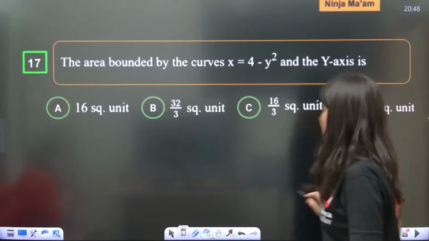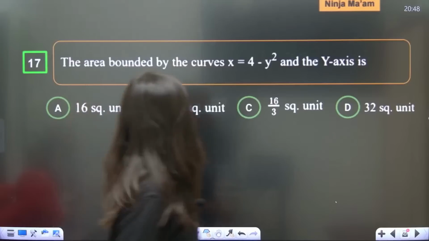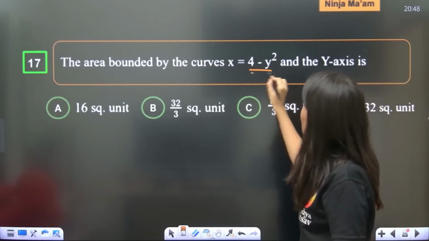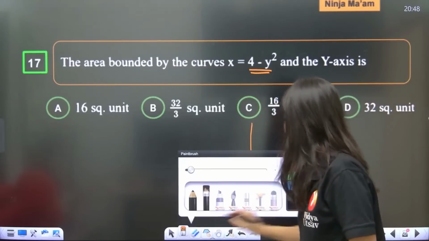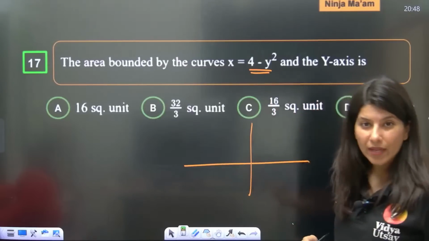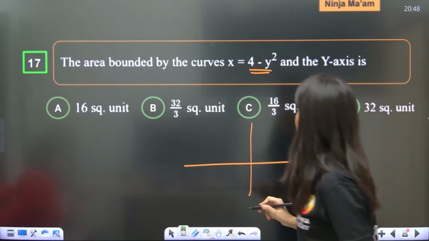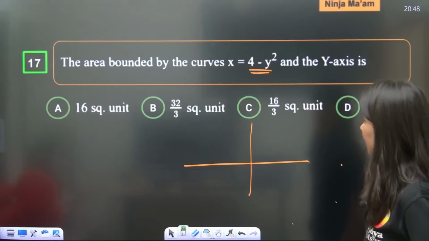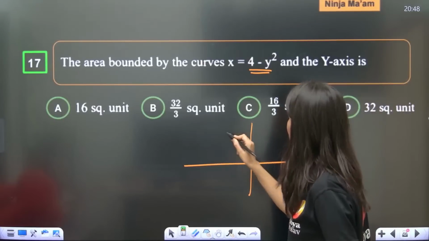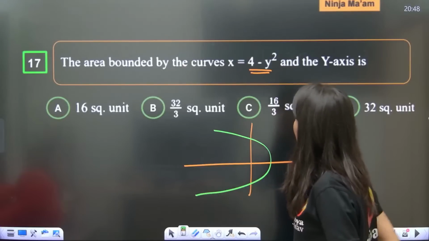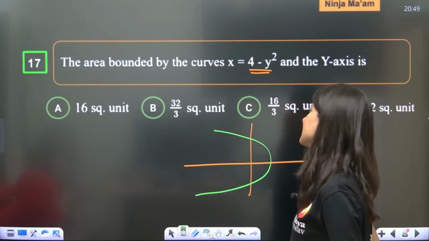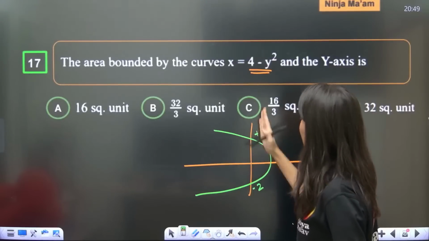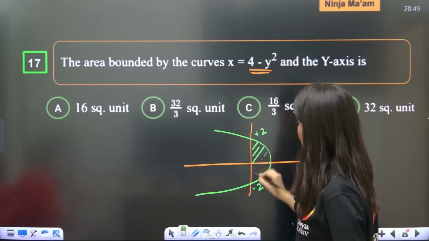Alright. Next question. The area bounded by the curves. Okay, x is equal to 4 minus y square. So the curve will look like this. If you put y equal to 0, x will be 4. Correct? So this curve will look like this. And if you put x equal to 0, y will be plus 2 and minus 2. Area bounded by this curve and y axis. So I think this is what they are talking about.